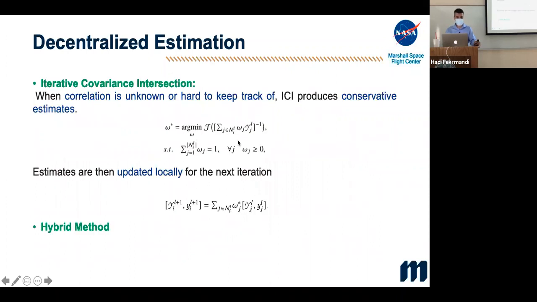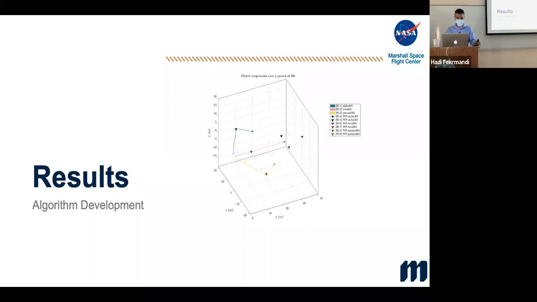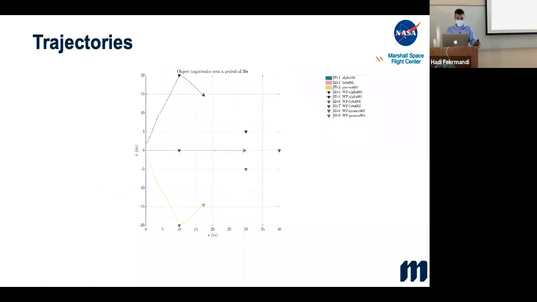And then there's iterative conservative covariance intersection, which is a more conservative way, and it uses some optimized omega star weights of the incoming information from other agents to fuse them. And we have worked on developing a hybrid method, and that's how we have done this. So the results show that the experiment that we did, it was in MATLAB.